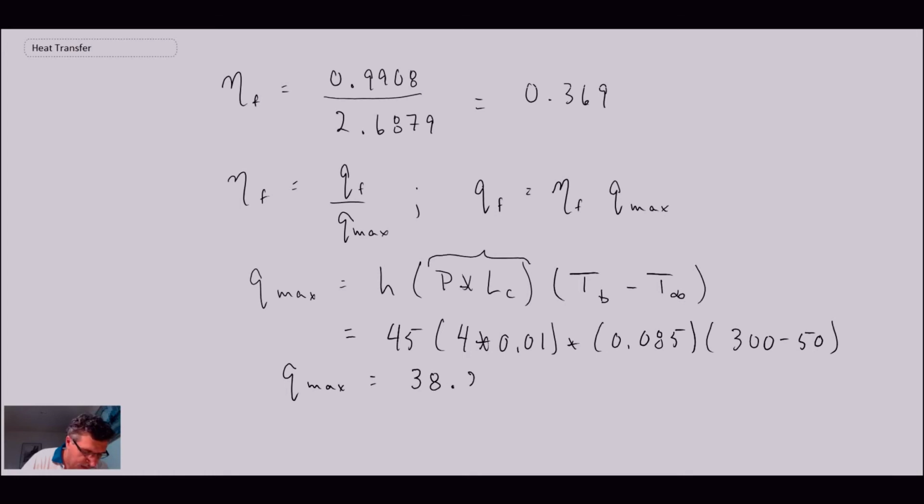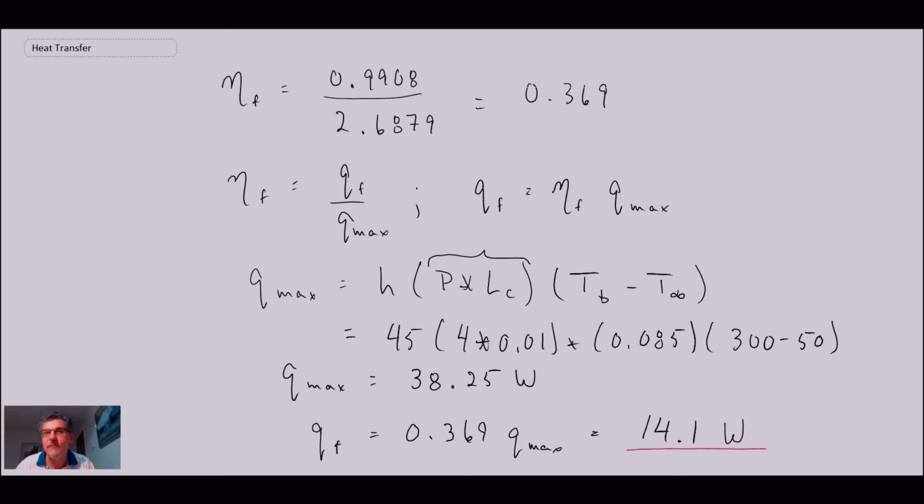The idealized case, 38.25 watts, and then the actual heat transfer from the fin, we're able to determine that this particular fin is capable of removing 14.1 watts. So that gives an example of how to use fin efficiency and using the case 3 simplified solution for the case with the insulated tip by adding on this corrected length.